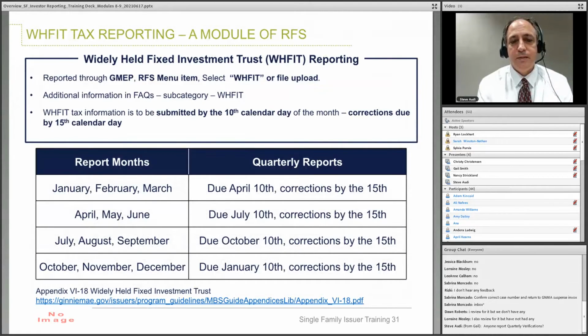All right, the next quarterly process that we're going to talk about is the WithIt, Widely Held Fixed Investment Trust Reporting. This is a module that you report through the portal, and there's a selection there for WithIt, or you can upload your information through the file upload piece that we talked about on one of the previous days.